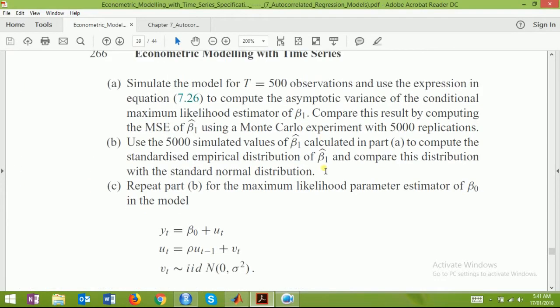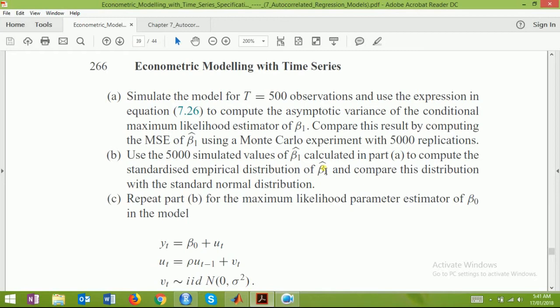the population parameters are given to us. Simulate the model for t equals 500 observations and use the expression in equation 7.26 to compute the asymptotic variance of the conditional maximum likelihood estimator of beta 1. Compare the result by computing the MSE of beta 1 using a Monte Carlo experiment with 5000 replications. Use the 5000 simulated values of beta 1 to compute the standardized empirical distribution of beta 1 hat and compare this distribution with a standard normal distribution.